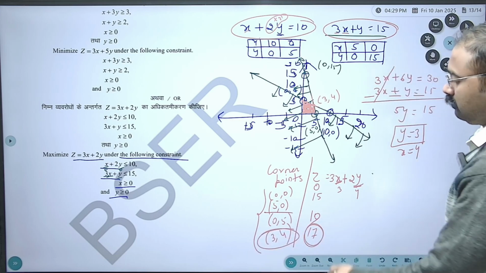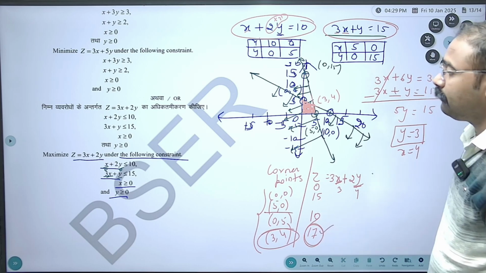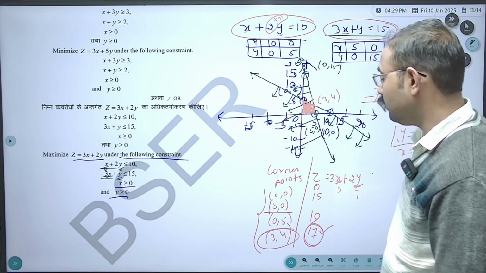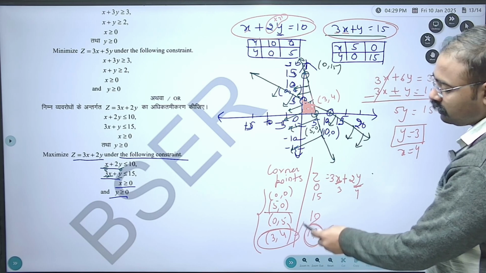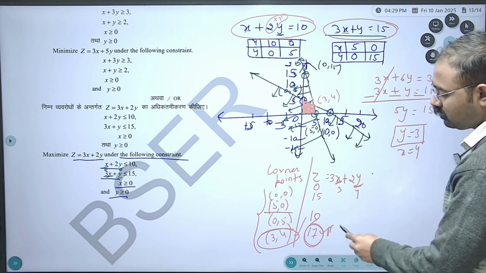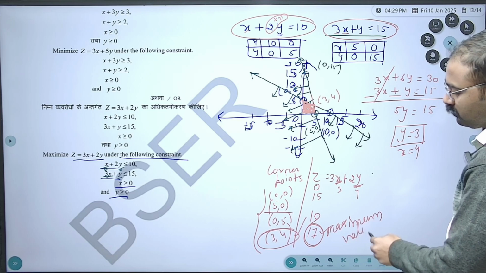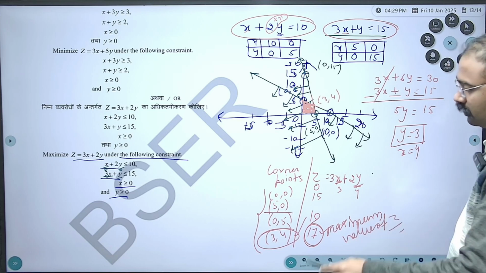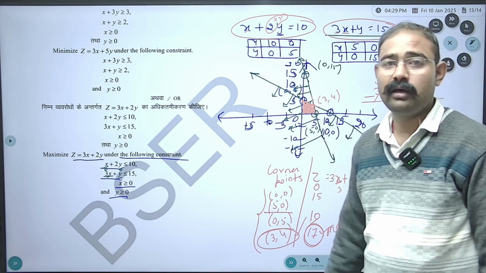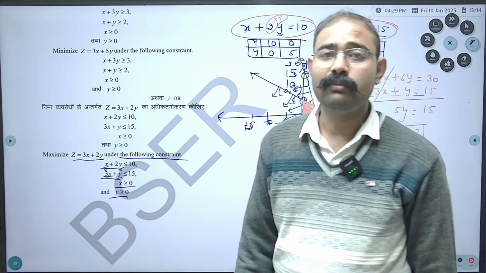So we are getting this as the maximum value of our objective function at this point. So this is our maximum value of z. So this was the last question of this model paper for the 12th board.